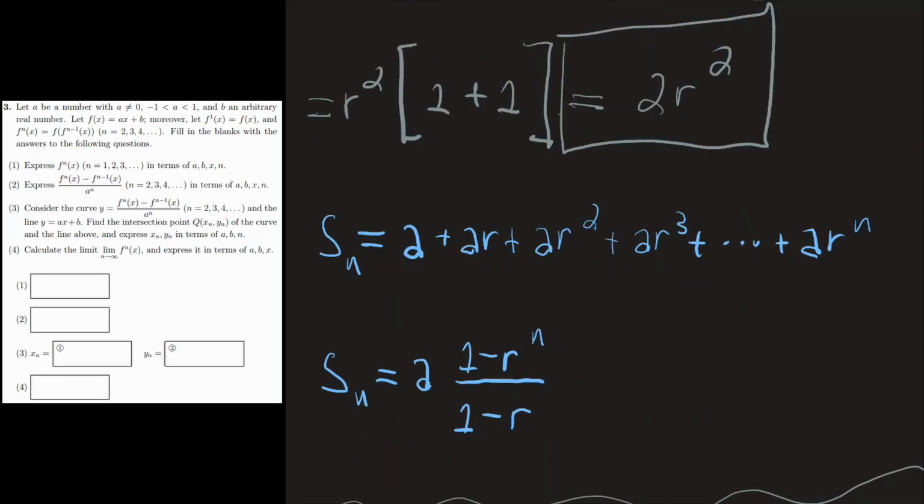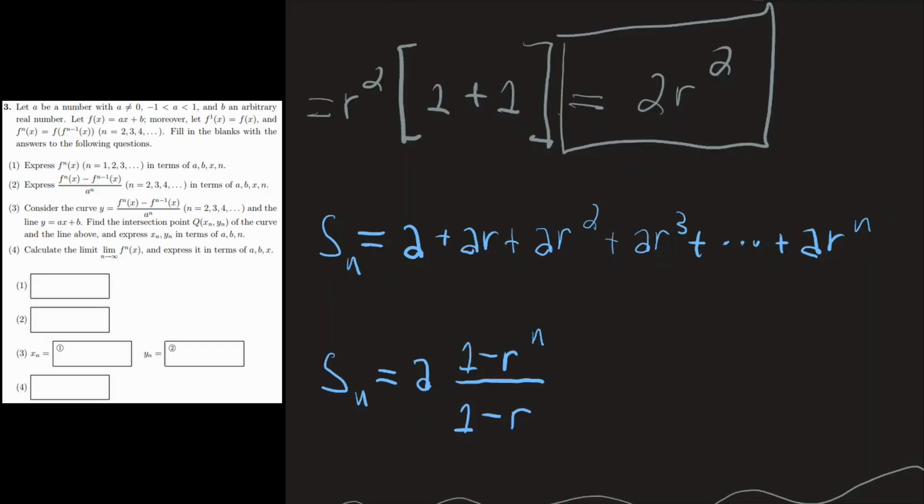So lastly, we have section 3, which says, let a be a number with a not equal to 0, and it's between -1 and 1, and b an arbitrary real number. Let f of x equal to ax plus b. Moreover, let f1 of x equal to f of x, and fn of x equal to f of fn minus 1 of x, n is equal to 2, 3, 4, so on. Fill in the blanks with the answers to the following questions.